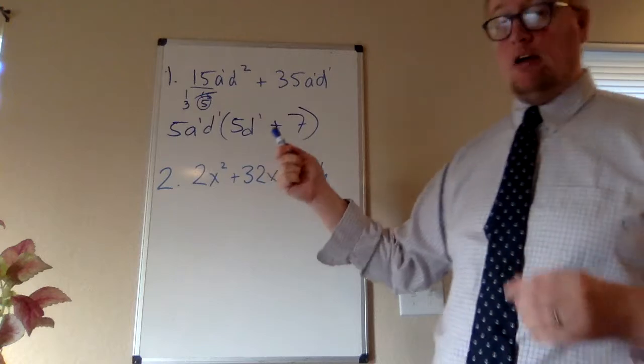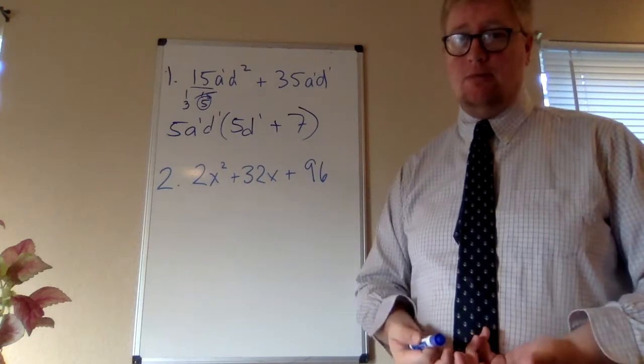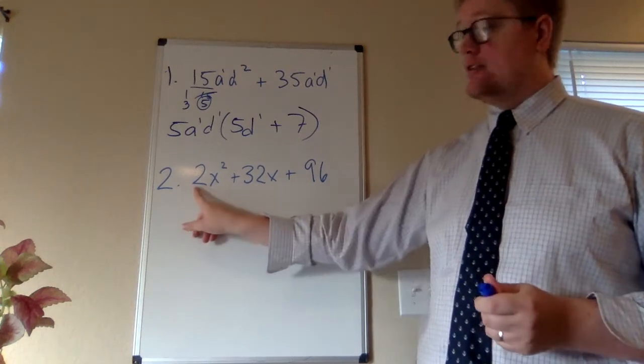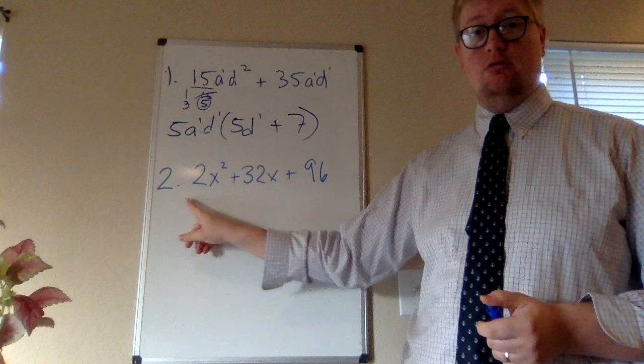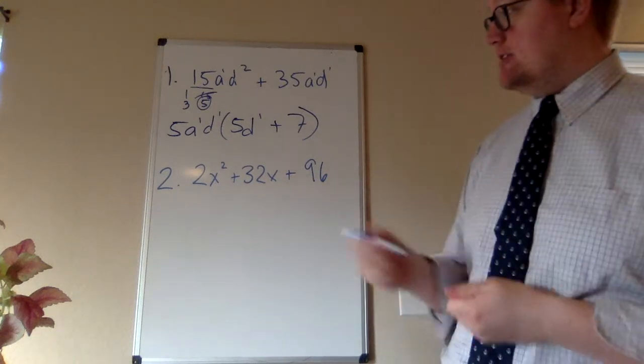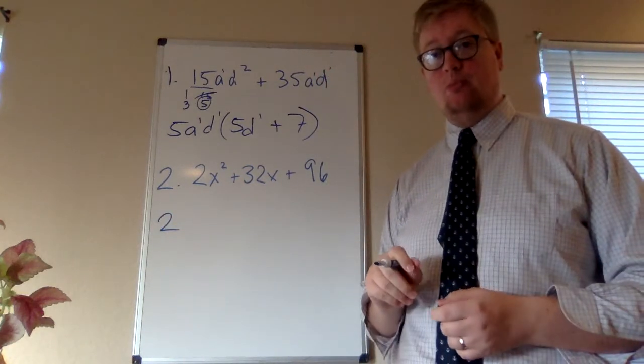So, if we look at our coefficients, we have 2, 32, and 96. The greatest common factor among them should, I hope, very obviously be 2. There's only two factors you have to consider with 2, 1 and 2. Both of these terms are even, which means they're going to have a common factor of 2.